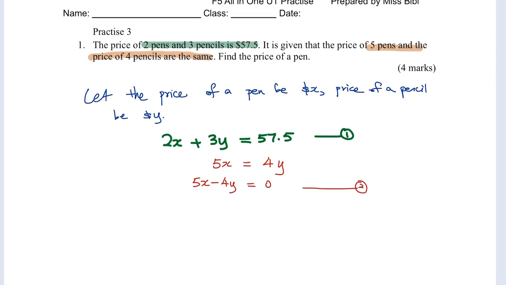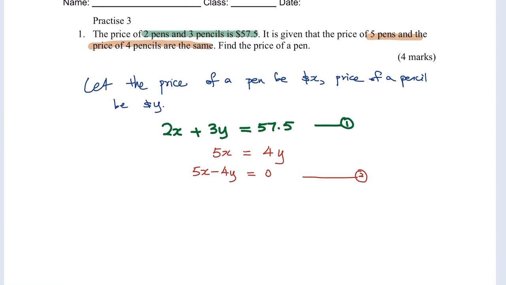Okay, that's your second equation. Now that you have these two equations, how do I solve them? If you have a calculator program, then of course you can input 2, 3, 57.5, 5, negative 4, 0. You can just click it and then get the answer. But what if you don't, right? Because I understand that some students might not have a calculator during class, so they might not have inputted the program during the class. So it's also okay. How do I do now?